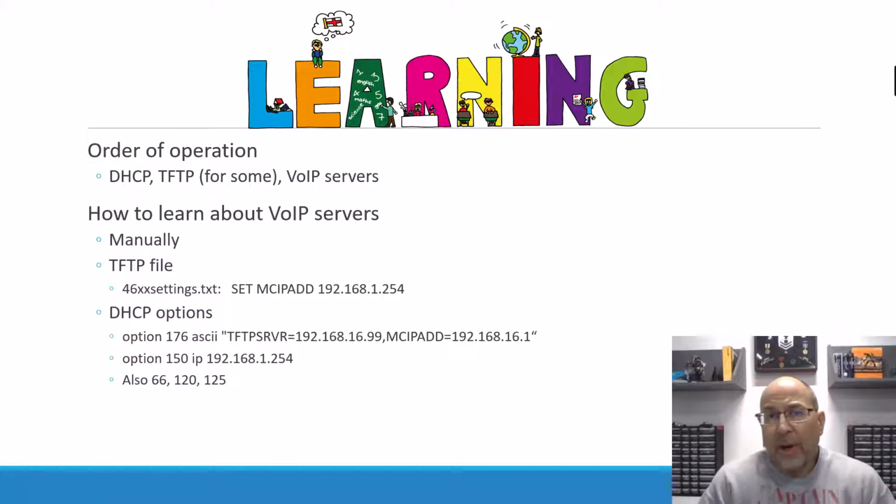Now, when we're upgrading, we have to be conscious of how the phones learn about their parameters. And so we now know that the order of operations goes DHCP, TFTP for some clients, especially for hard phones, and then you're going to actually talk to the VoIP server. Now, how do you learn about the VoIP server, or for that matter, what your settings are supposed to be? Well, you can do it manually. You can go into a phone, just like a soft client, and say, this is how I want you to do things.